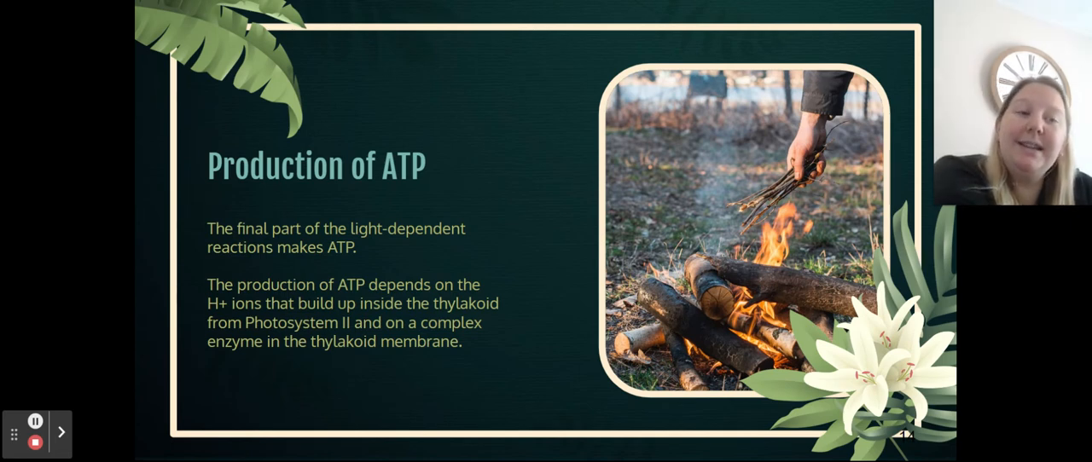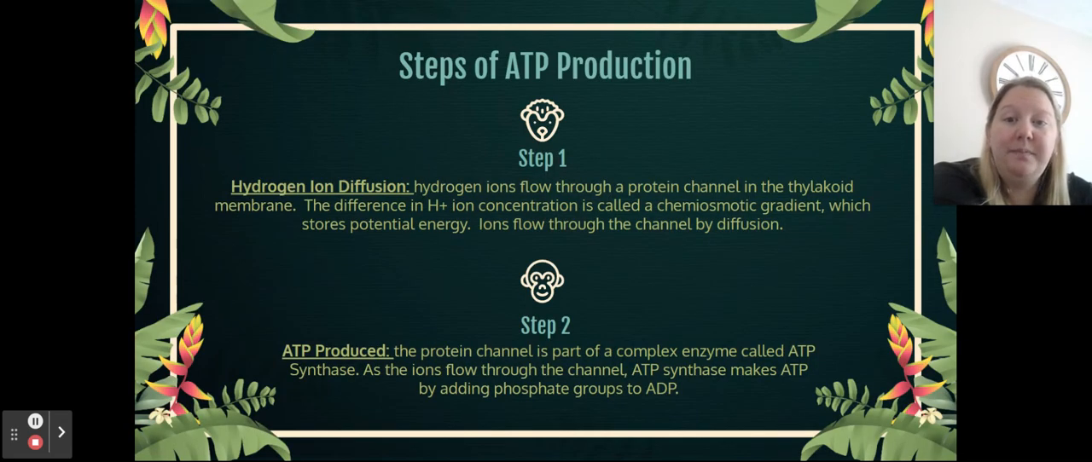The production of ATP is the final step of the light-dependent reactions. The production of ATP depends on the hydrogen ions that build up inside the thylakoid membrane from photosystem 2 on a complex enzyme within the thylakoid membrane, very similarly to how this happens inside the mitochondria. So it starts with hydrogen diffusion. Hydrogen ions flow through a protein channel inside the thylakoid membrane. The difference in hydrogen ion concentration is called the chemiosmotic gradient, and this produces ATP through the enzyme called ATP synthase.